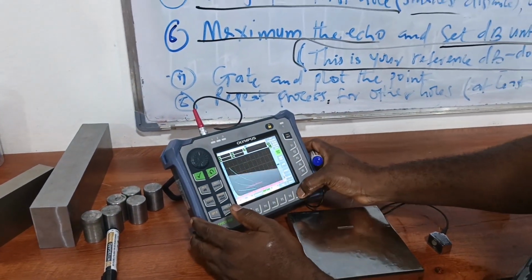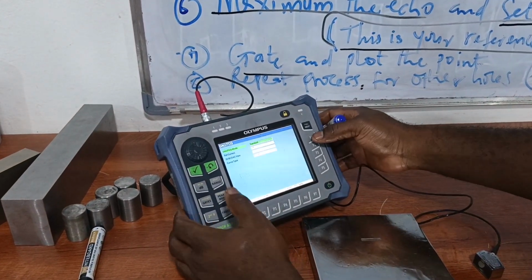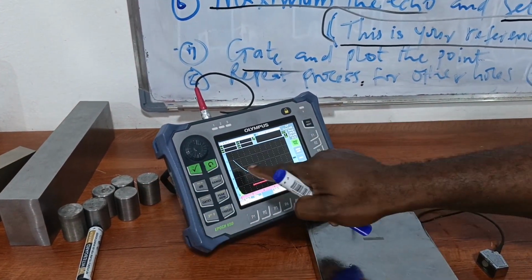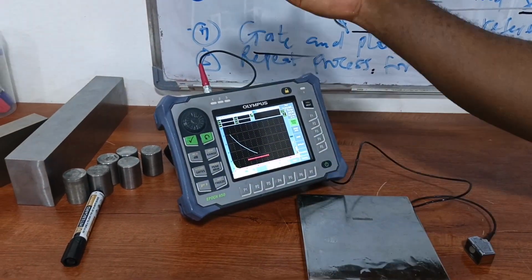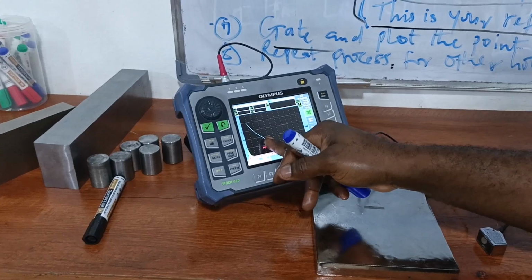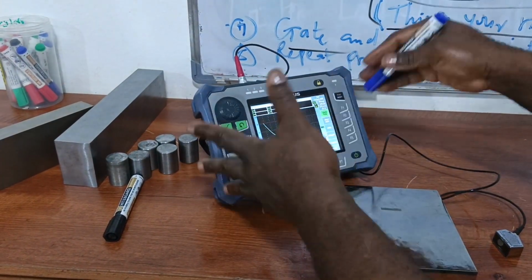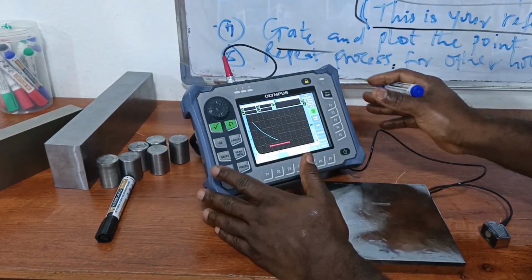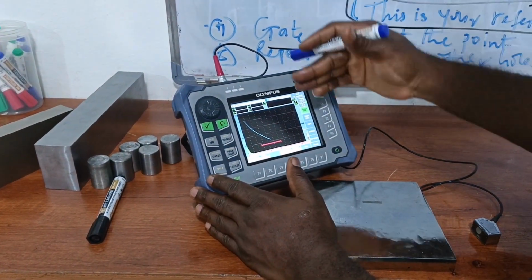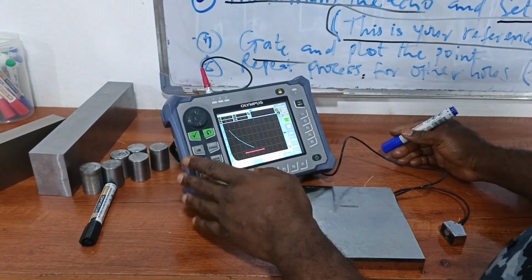How about if we go back to setup and change it to standard and come back? Now we have just one curve. That same DAC we plot, instead of having as many as three, we just have one. I can go back to setup and play around with it however I want. You can try that in your spare time, but this is just a simple process for plotting DAC for your EPOCH 600.